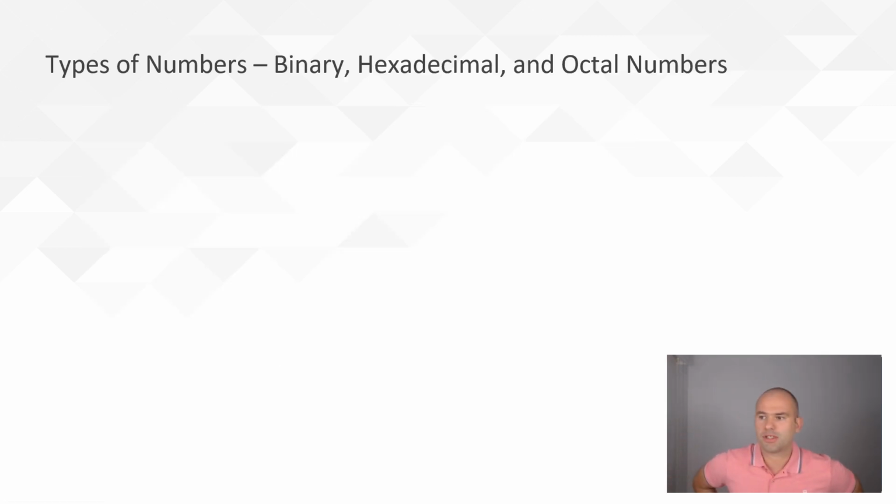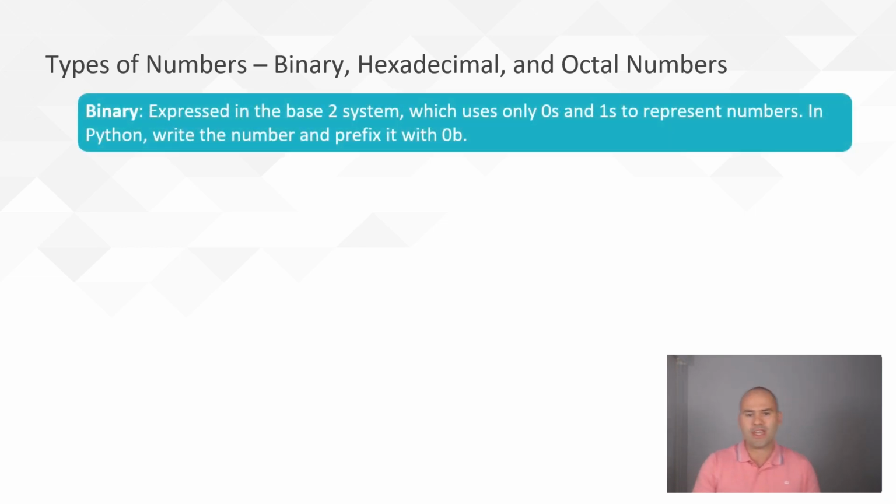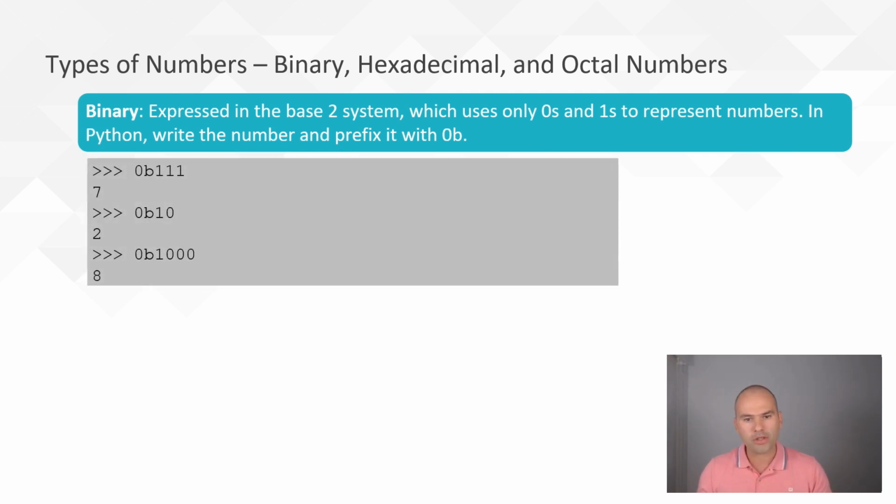So other types of numbers: binary, hexadecimal, and octal numbers. First up, binary. Binary is essentially how computers work. They add up numbers that are made up of ones and zeros. These ones and zeros represent powers of the number 2. So if you look at, for example, 111, that is 2 to the power of 0 plus 2 to the power of 1 plus 2 to the power of 2. 1 plus 2 plus 4 makes 7. For 2 to the power of 0, there's none of them, but for 2 to the power of 1, there's one of them, that makes 2.